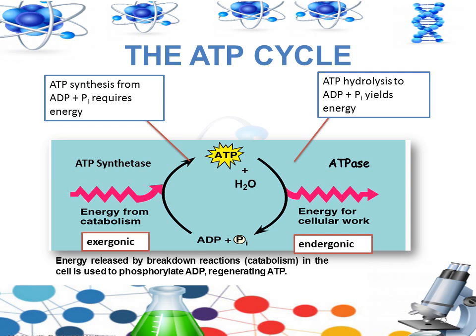And what happens next? For ADP to become ATP, it needs energy from the catabolism process. This energy from the catabolism process adds a phosphate group to the ADP with the help of the catalyzing enzyme ATP synthetase. So this process requires energy.